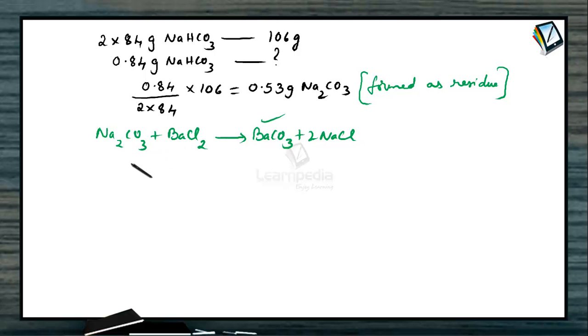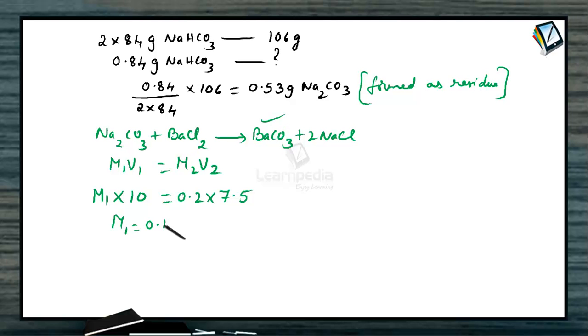As both are reacting in the ratio of 1:1, now I can simply say that M1V1 is equal to M2V2. So how much quantity of sodium carbonate are we taking? We made it a 100 ml solution, but we are taking only 10 ml of that, which requires 7.5 ml of 0.2 molar barium chloride solution. So we can definitely calculate the molarity of sodium carbonate, and this becomes 0.15 molar. What is this? This is the molarity of sodium carbonate solution.